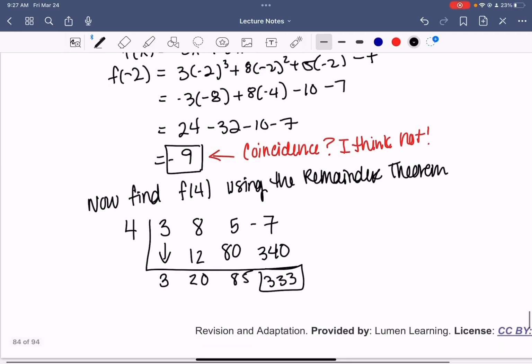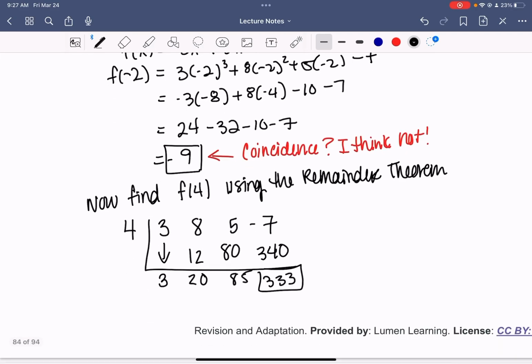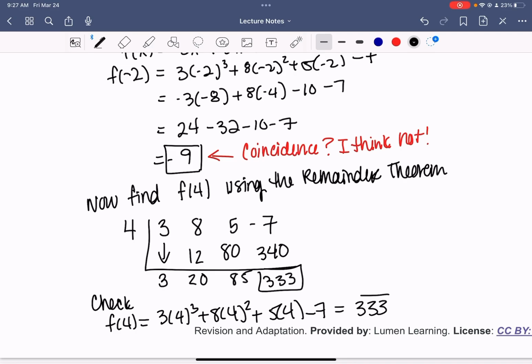But I can grab 333, and notice I could check this, and I could say, okay, well, what was f of 4? Again, plugging it in, I have 3 times 4 cubed plus 8 times 4 squared plus 5 times 4 minus 7, and that is also 333. So just an interesting thing that the remainder that you get when you work through your synthetic is the same value that you get when you evaluate.